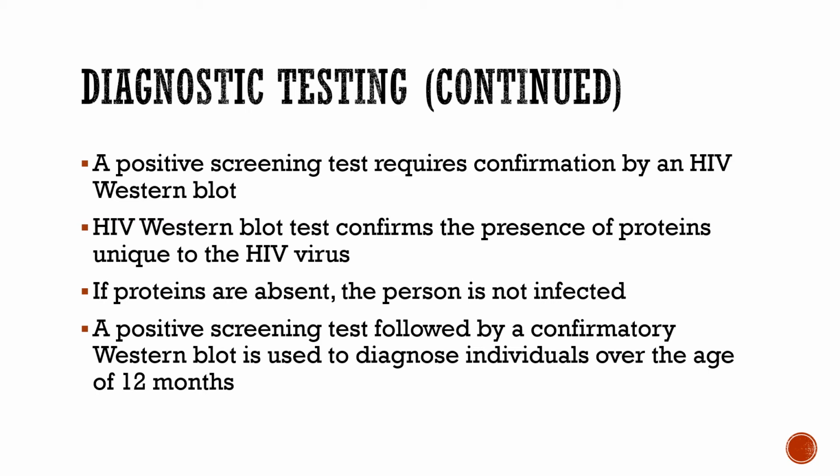A positive screening test is followed by a confirmatory Western blot, and then this is used to diagnose individuals over the age of 12 months. So this is the same screening criteria that we would use for children.